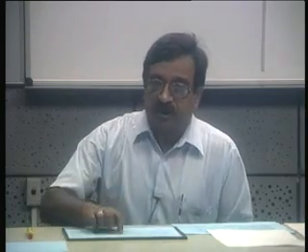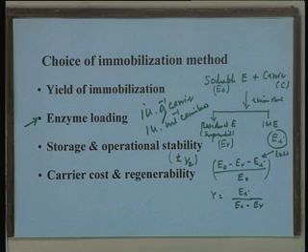Well, we will discuss those aspects subsequently, but of course IU per meter square also is a feasible loading parameter that one can define. Then the fourth property, which is very important for choosing the immobilization method, is the carrier cost and regenerability. Because each method has a limitation of the choice of carrier.